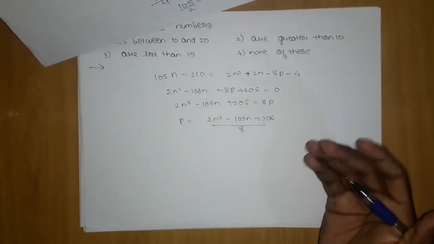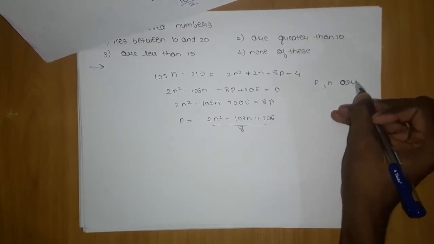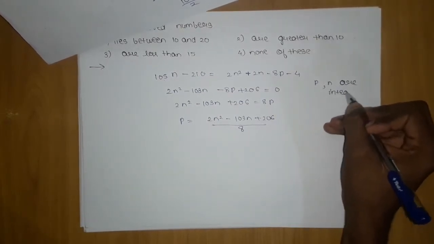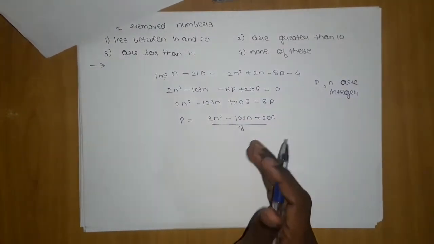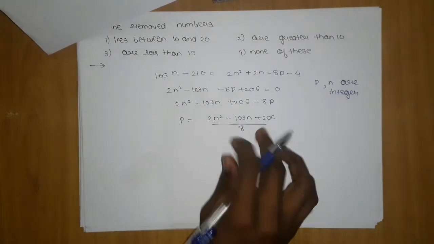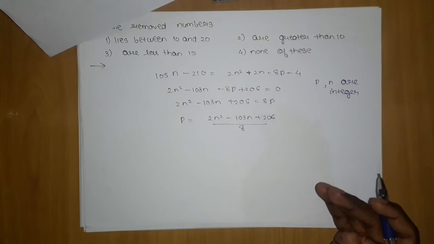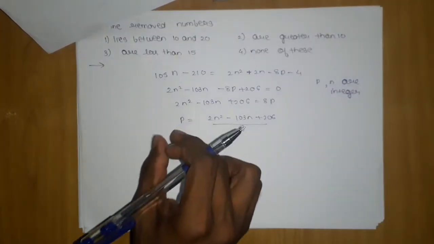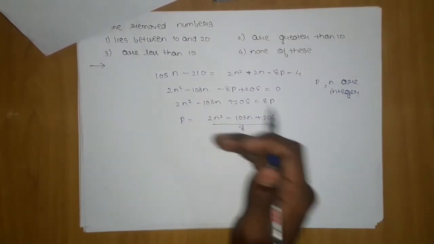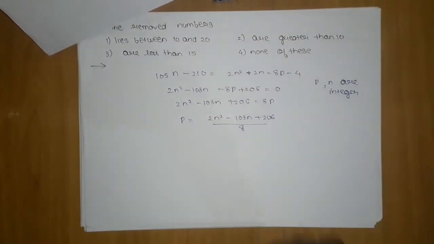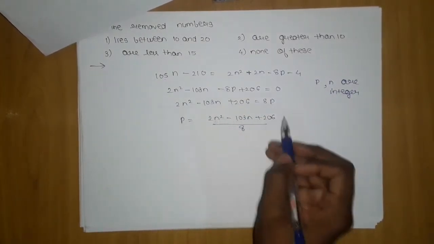So just think and tell me that p comma n are integers, and from this equation we are getting p is equal to this. So for this to be an integer, this whole thing should be divisible by 8. Then we will take quadratic and then we will solve further. You are understanding what they are saying, that p is an integer, so this equation should also give an integer, which will only be possible if 8 divides this term.